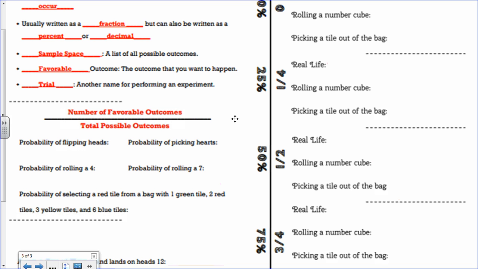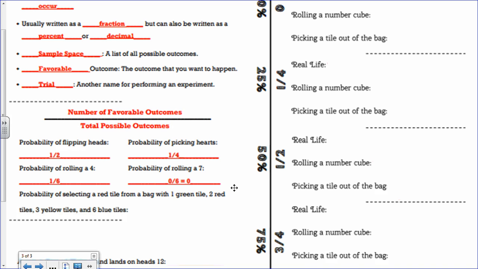So here are some examples of a theoretical probability. If we're flipping heads on a coin, the probability would be 1 out of 2. There's 1 heads on the coin, out of 2, heads or tails. Probability of picking hearts out of a deck of cards is 13 out of 52, which is 1/4 of the deck. Probability of rolling a 4, there's 1 four on the dice out of 6, so it's going to be 1/6. And the probability of rolling a 7 is 0 out of 6, no 7s on number cubes.